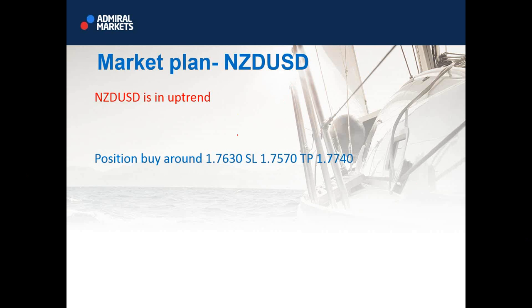So New Zealand dollar. What do we see on New Zealand dollar? New Zealand dollar is in uptrend. Yes, New Zealand dollar is in uptrend. And I'd be really looking to buy around 76.30 with 75.70 stop loss, targeting 77.40. Okay?